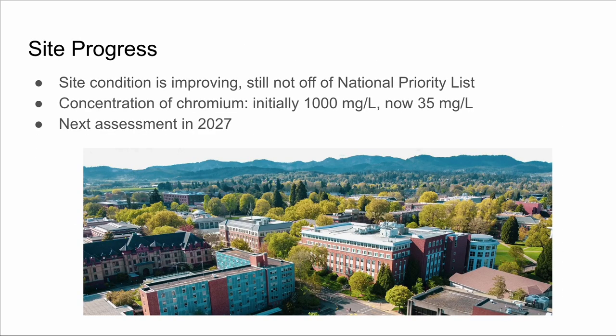As for the site progress since then, the site condition is still improving. It's not off the national priority list yet, so it is still classified as a Superfund site, but it is improving significantly. The concentration of chromium was initially 1,000 parts per million, now it's just 35, and it has its next EPA designated site assessment in 2027.